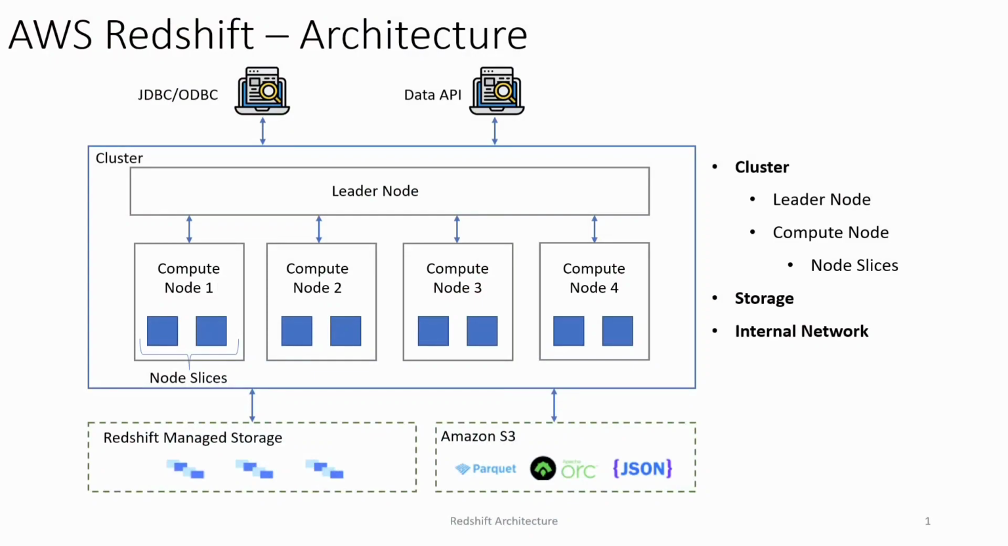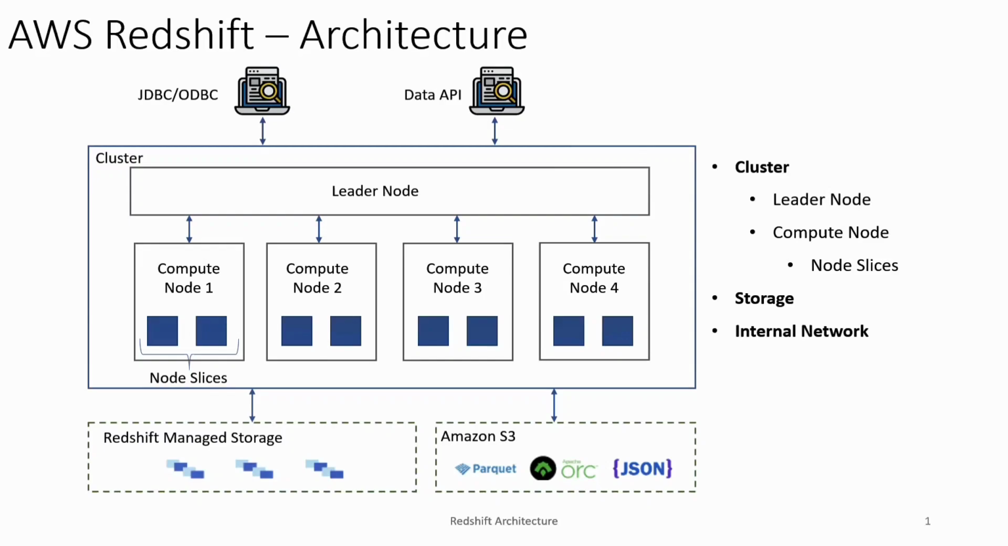This is the Redshift architecture. Okay, we see on the right side the leader node in the clusters. The cluster has a leader node and computing nodes. In the computing nodes we have node slices, storage and internal network. We have two types of connections: one is the Data API, another is JDBC or ODBC. This is the structure.